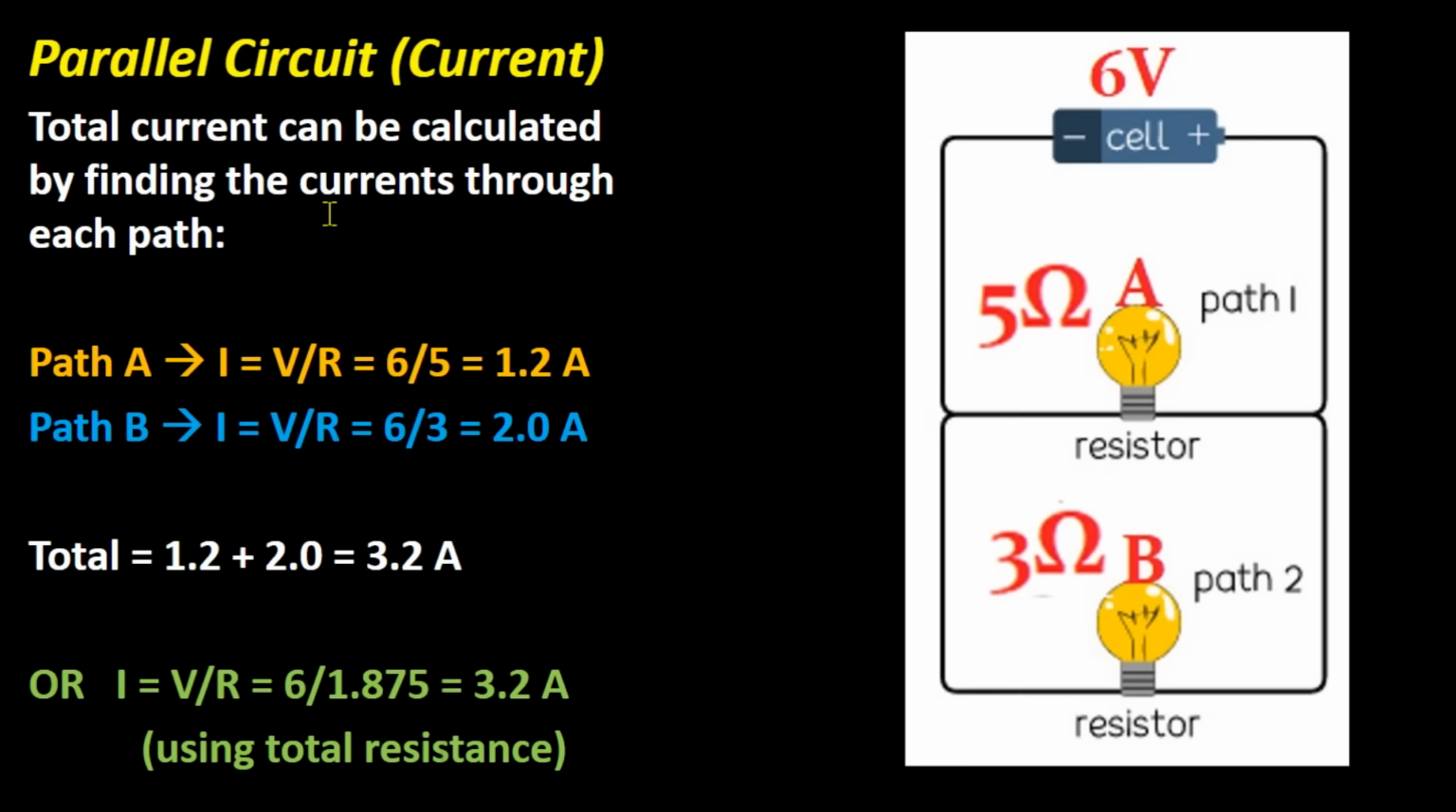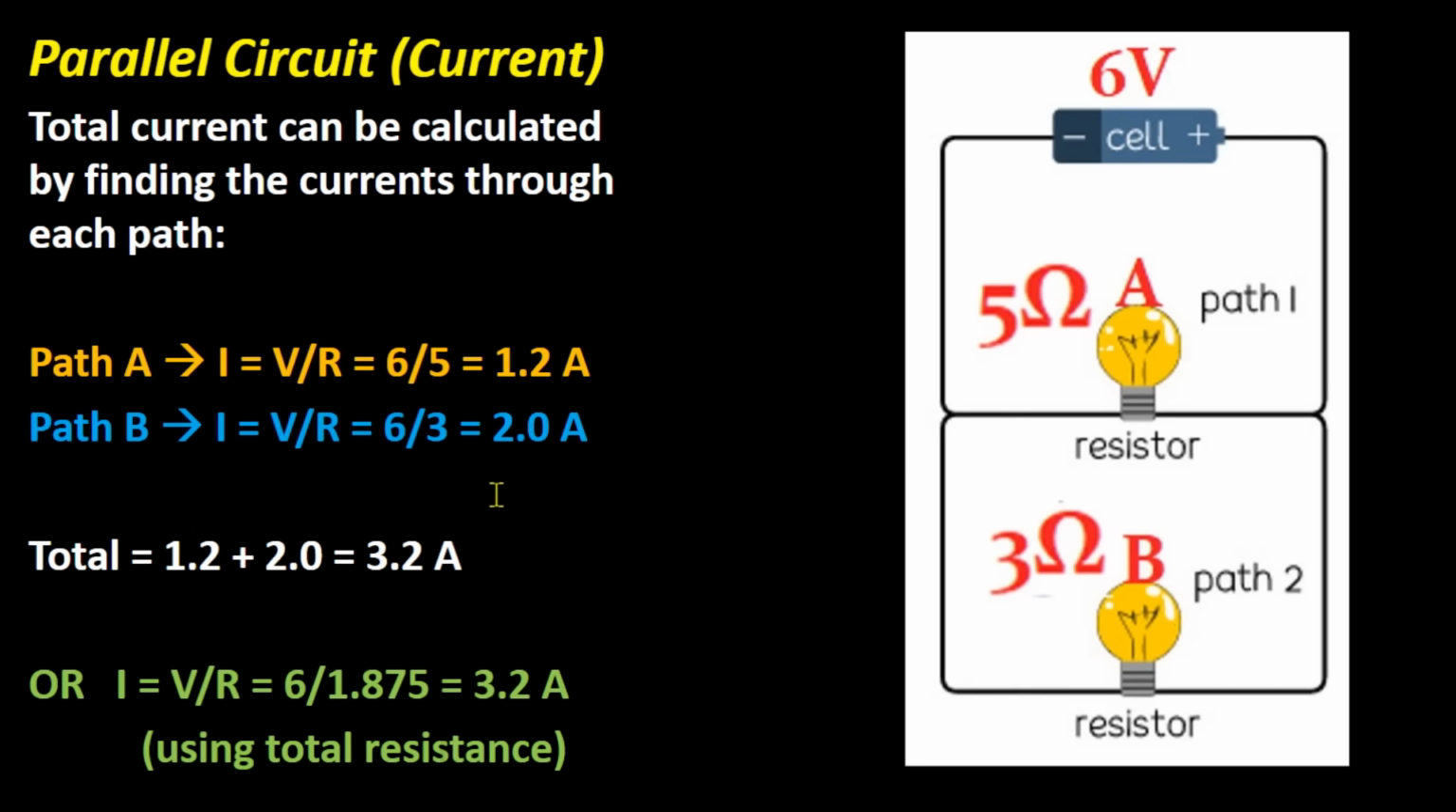Now what if you have to find current in a parallel circuit? Well, the total current can be calculated by finding the currents through each path. So path A, we can say I is equal to V over R. Now remember, each path has the same voltage as the source. So the voltage here is going to be 6. So there's going to be 6 volts divided by 5 ohms, and that's going to be 1.2 amperes. Path B, I is V over R, but down here we're going to say 6 volts over 3 ohms is going to be 2 amperes. All you have to do now is add it. 1.2 plus 2 is 3.2.